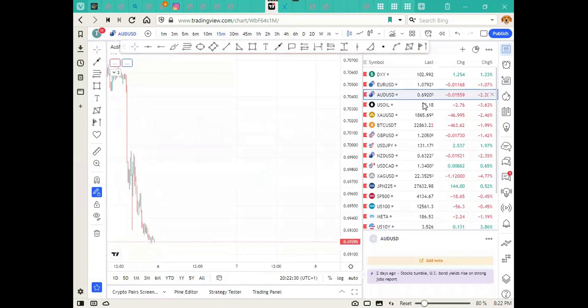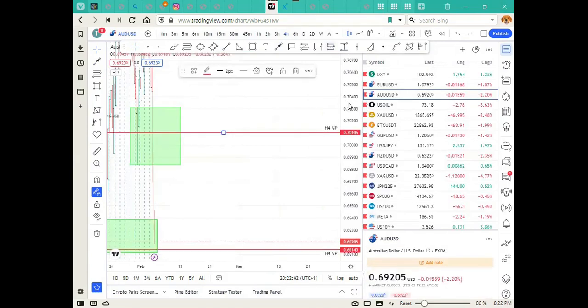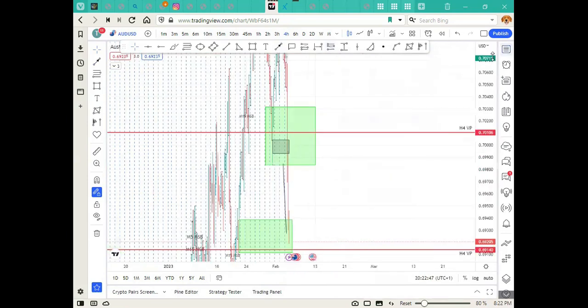Then for AUDUSD, let's go to the higher time frame first. Yes, AUDUSD is a pair I expect a deeper correction. Yes, you expect a deeper correction in AUDUSD. I'll show you why I expect a deeper correction in AUDUSD. Come on, chat. Okay.